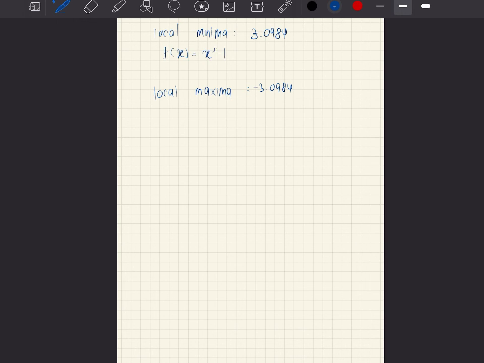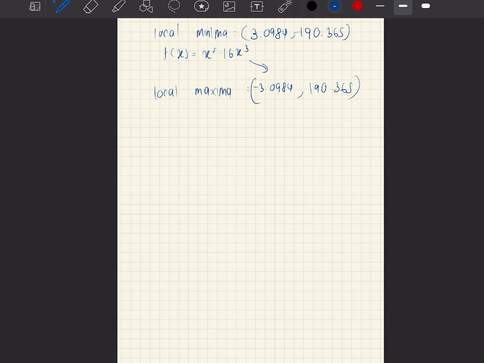And we will get 190.365. If we plug in again here, we also get negative 190.365.